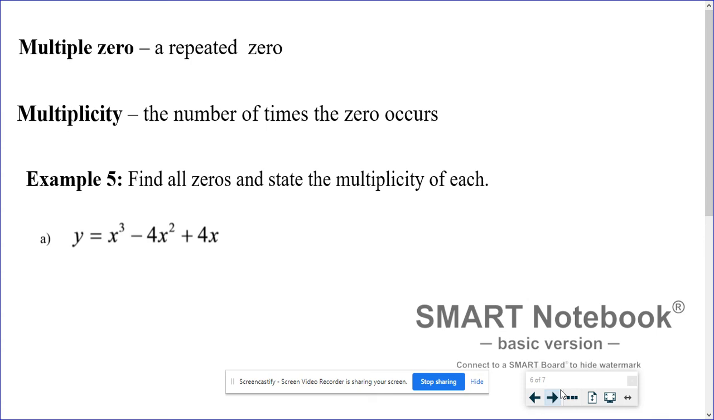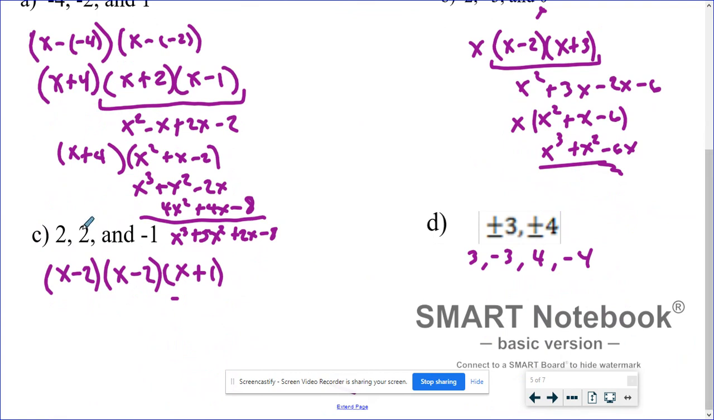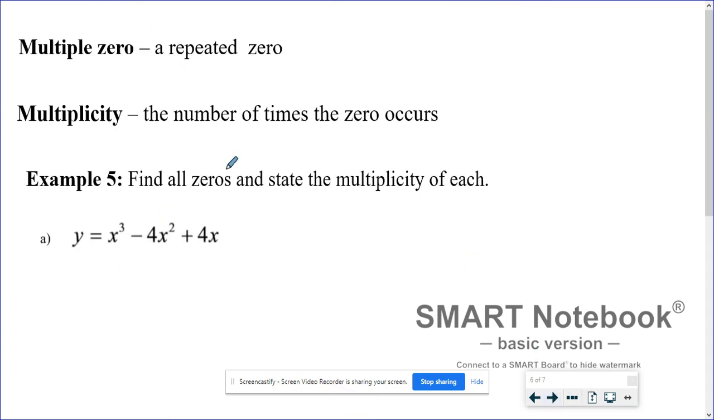All right, a couple of vocabs here. A multiple zero is a repeated zero. So if you go back a slide, where you have the example that hopefully you tried on your own, where you have 2 and 2, like 2's there twice, right? That would be considered a multiple zero because it's there more than once. And then the multiplicity of that zero would be the number of times the zero occurs.